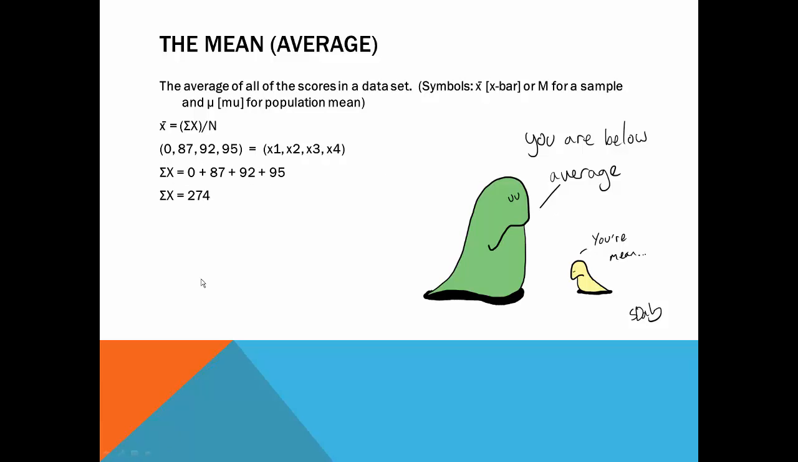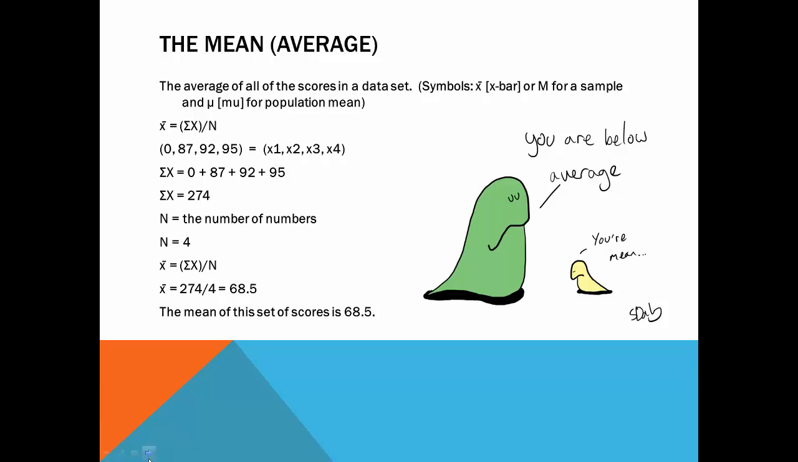When we sum these, we get 274, and the number of numbers here is 4 numbers. So when we divide that, we get that the mean of this data set is 68.5.